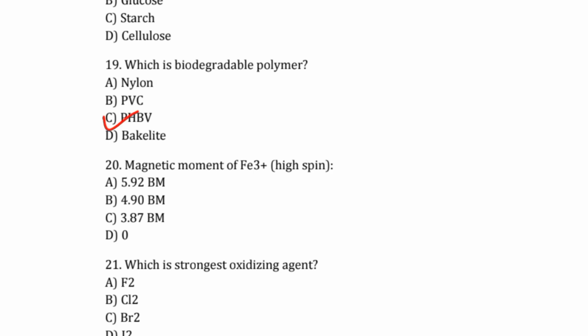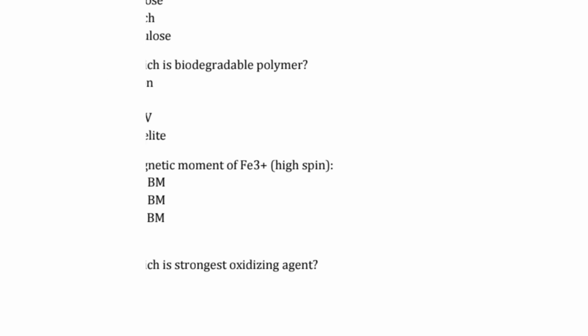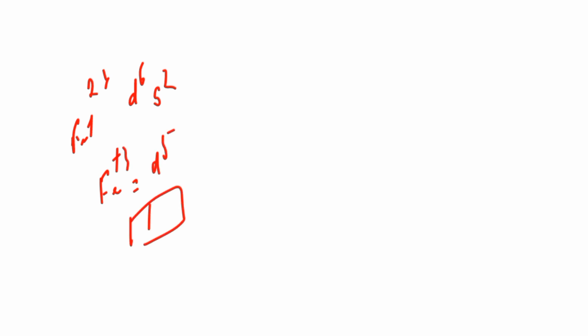Magnetic moment of Fe+3. Iron atomic number is 26, right, students? Iron here is given as Fe+3. 26 means you can write the outermost configuration as 3d6 4s2. So Fe+3 means d5 configuration. In case of d5 configuration, if you fill it, one electron each, 1, 2, 3, 4, 5, so 5 unpaired electrons are there.